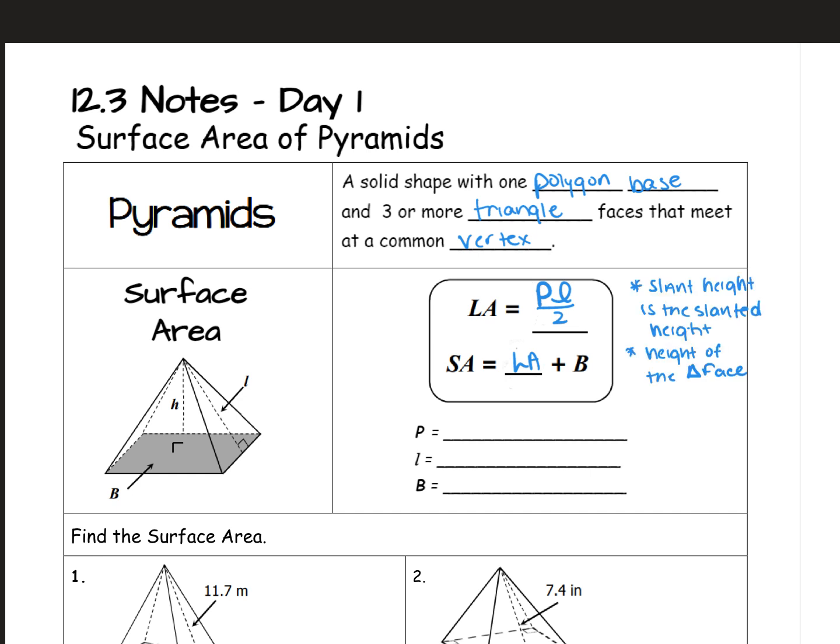So the slanted height is truly a slanted height. Like if I look at the picture over here, I can see that the slant height is the slanted height. It's the height of one of the triangle faces. Perimeter is still just perimeter of the base. The L we just talked about is the slanted height. And B, just like it has been in the past, is area of the base. So again, P is perimeter of the base, L is slant height, that is the height of one of the triangle sides, and B is the area of the base.